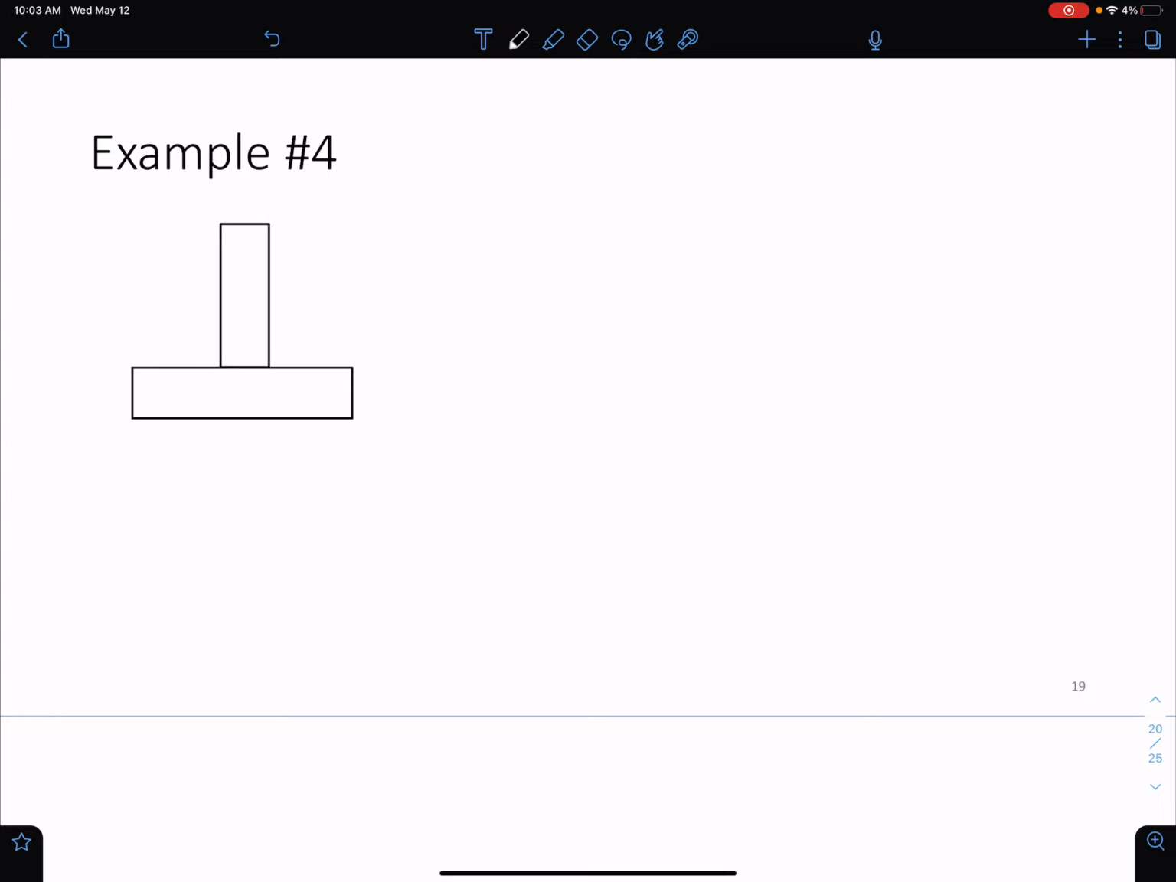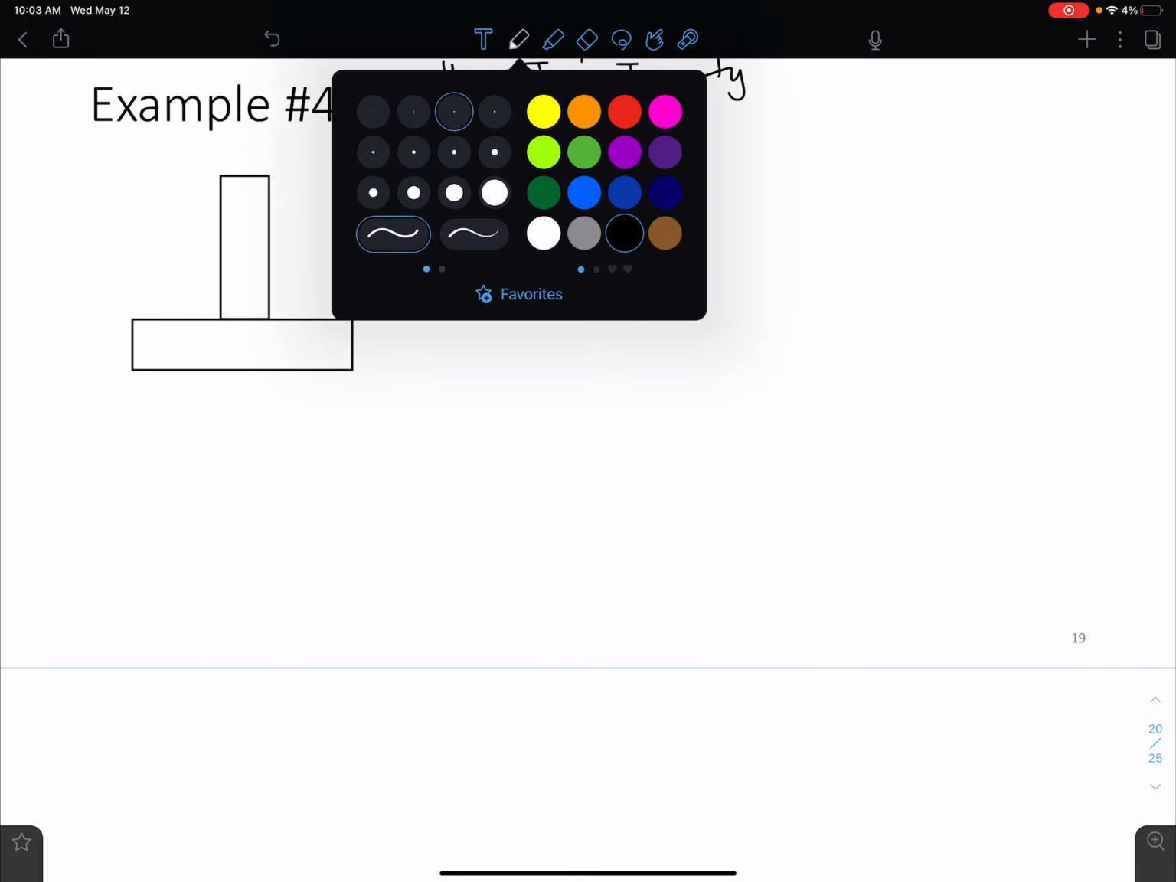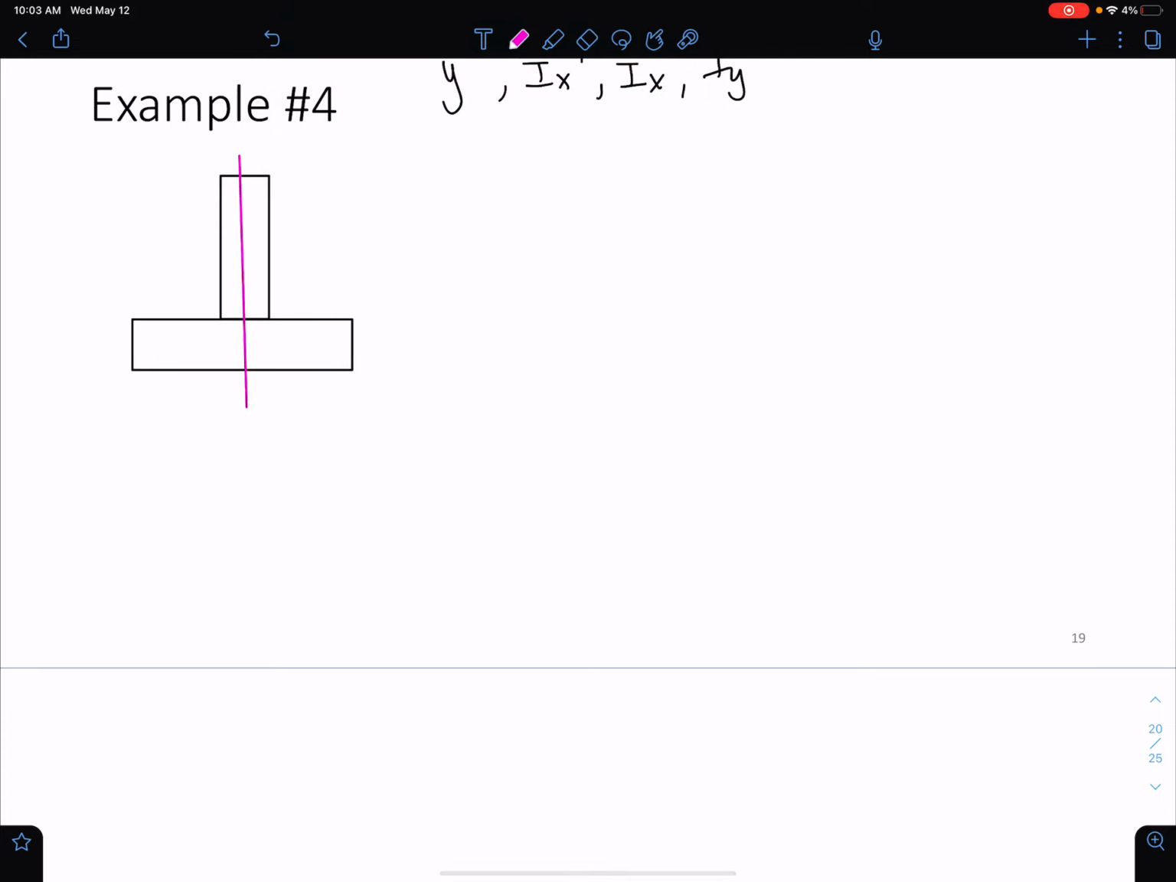Okay. And let's determine y bar, Ix prime, Ix, and Iy for this shape. So we have quite a few calculations to do. Okay. And we're going to say that our x prime is located right here at the center. And of course, where do we find the center point? Well, that's y bar, so we have to calculate that center point.